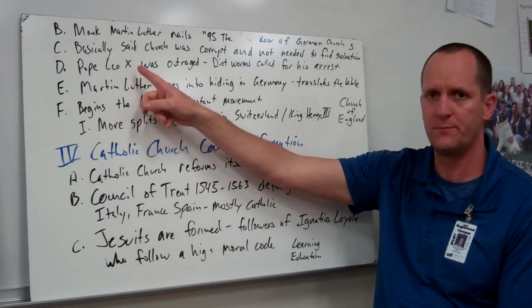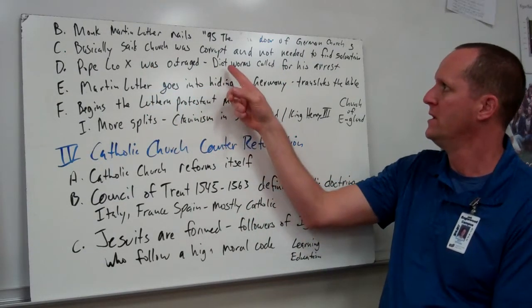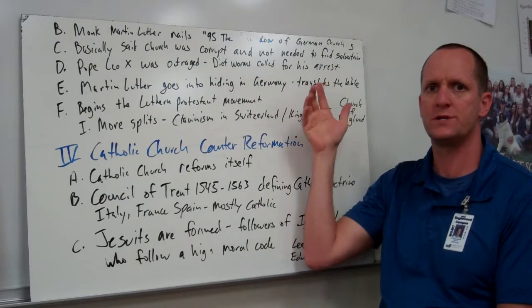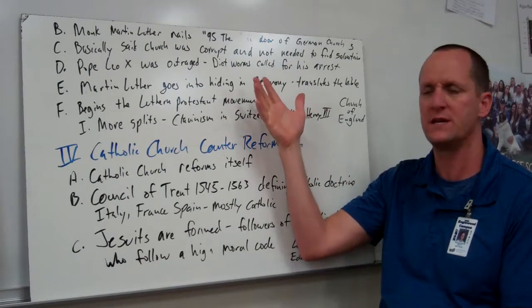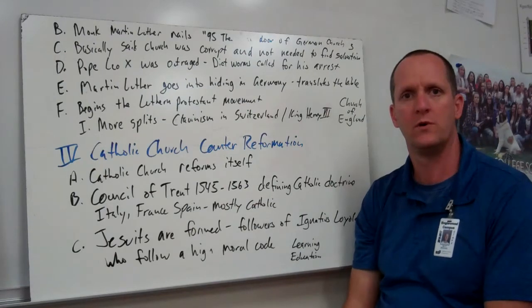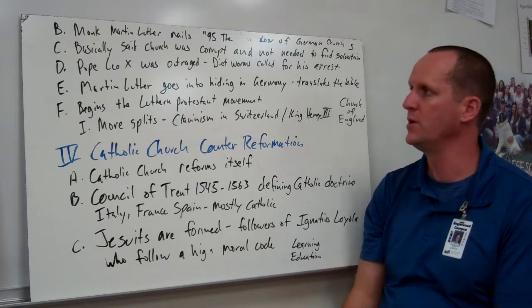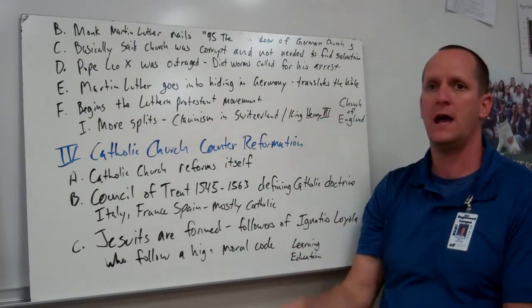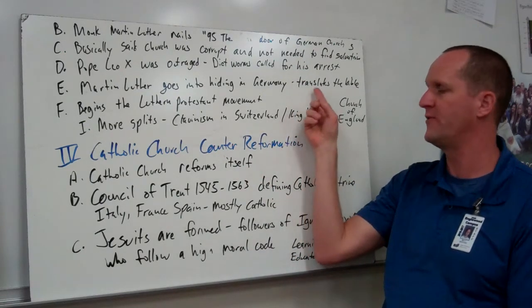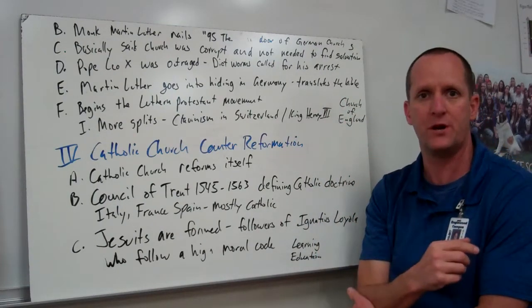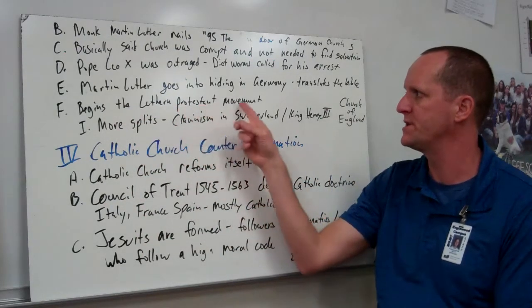Now, Pope Leo X, who was the Pope at the time, was outraged at Martin Luther's ideas. He called the Diet of Worms, which was just a big meeting in Germany, kind of like a court case to see if Martin Luther was guilty of any kind of heresy against the church, and eventually called for his arrest. Martin Luther goes into hiding in Germany, in a prince's attic or whatever at that time, for more than a year. He translates the Bible from Latin to German so normal people could have the Bible to read. And he begins the Lutheran Protestant movement.